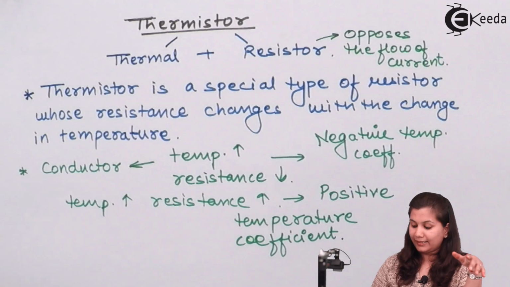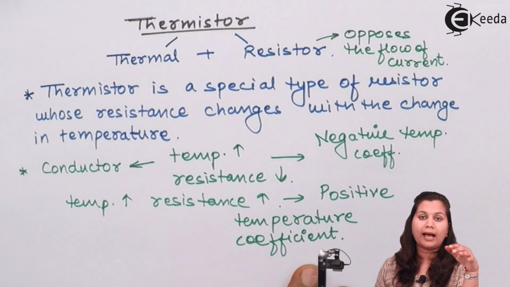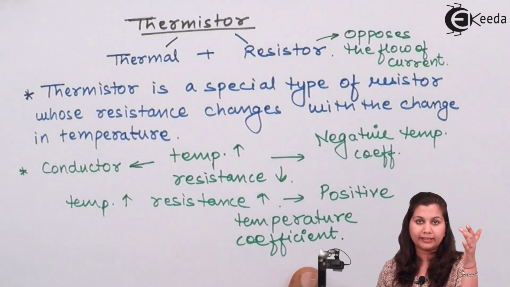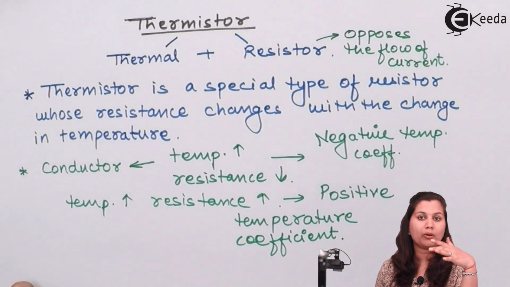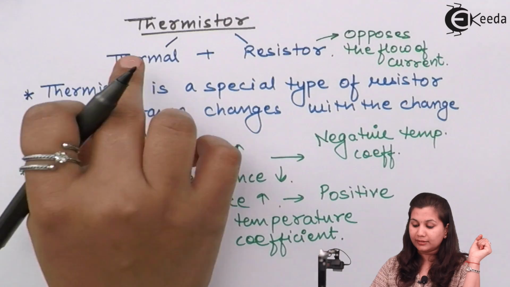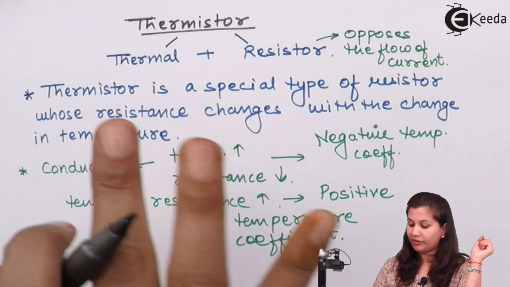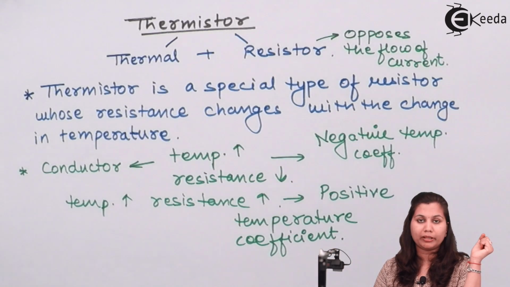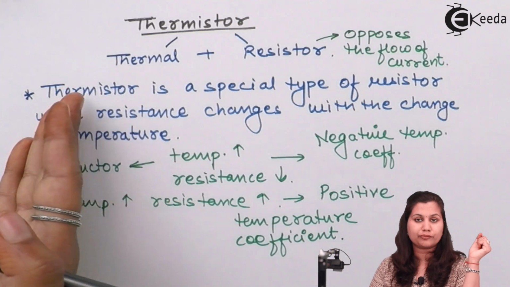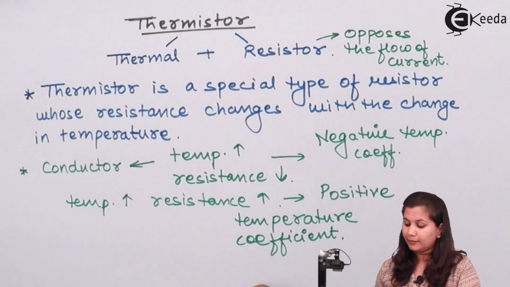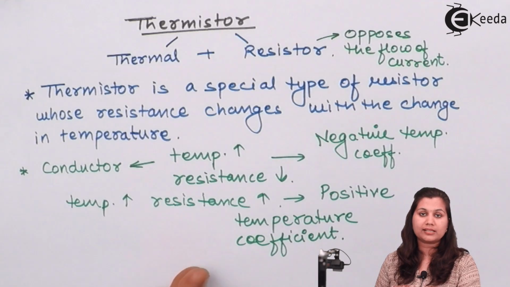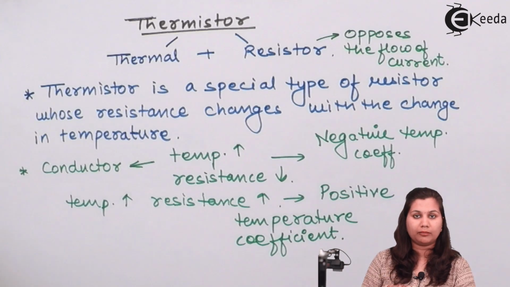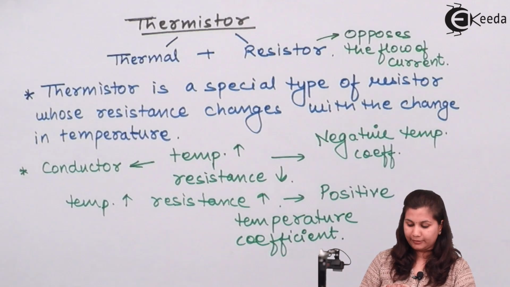Now most of the metals have a positive temperature coefficient, and the resistance temperature detectors, the RTD, use materials which have a positive temperature coefficient, whereas the thermistors use materials which have a negative temperature coefficient. Mostly the semiconductors have a negative temperature coefficient. So semiconductors are used for the construction of thermistor, whereas the positive temperature coefficient materials like metals and platinum are used for the construction of resistance temperature detectors.